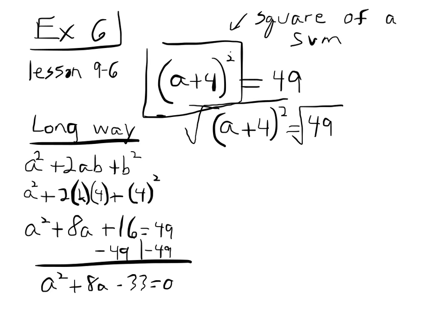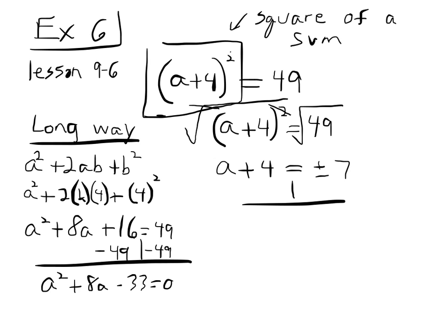What happens with the square root and the square? They cancel. That leaves you with a plus 4 is equal to... Remember, again, you cannot forget this. You're so used to just saying, oh, the square root of 49 is 7. No, the square root of 49 is a positive or a negative 7. Really important that you don't forget to do that.